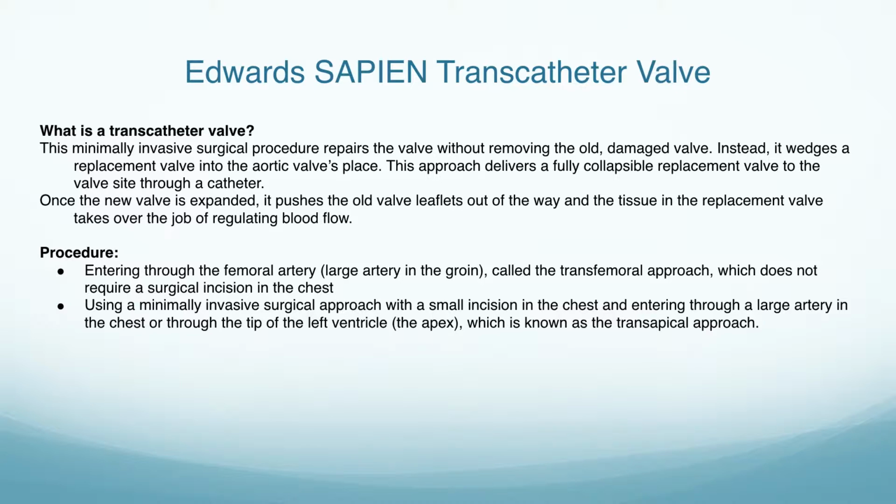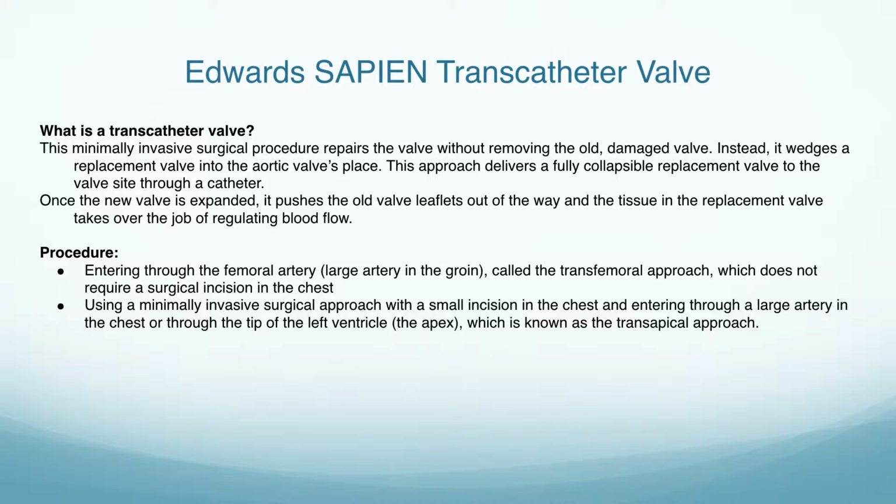So what is a transcatheter valve? This minimally invasive surgical procedure repairs the valve without removing the old damaged valve. Instead, it wedges a replacement valve into the aortic valve's place. This approach delivers a fully collapsible replacement valve to the valve site through a catheter. Once the new valve is expanded, it pushes the old valve leaflets out of the way, and the tissue in the replacement valve takes over the job of regulating blood flow.